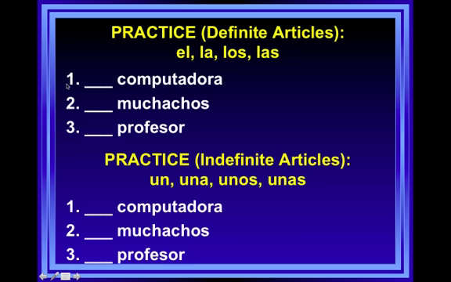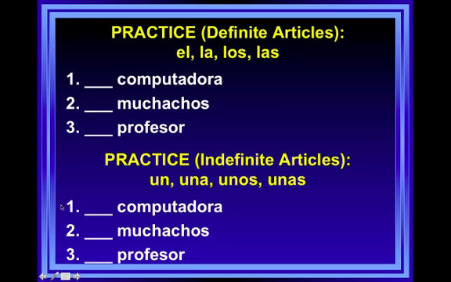So now that we've completed this video, we're near the end, let's do some quick practice. Up here at the top, 1 through 3, think about which definite article would go in the blank before the noun. Think about what your 3 answers will be, and when you're ready to see if you're right, press play. Okay, now it's time for the correct answers. For number 1, you should have la computadora. For number 2, los muchachos. For number 3, el profesor.